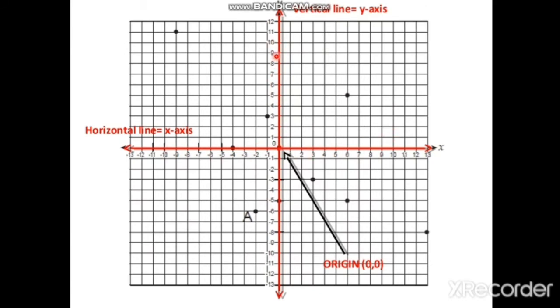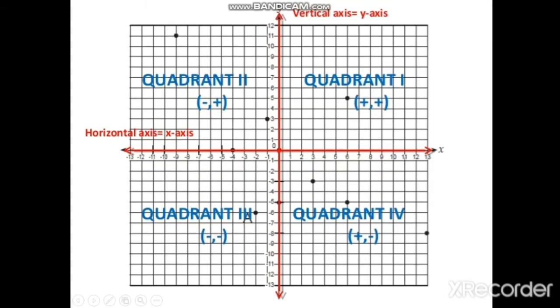These two lines or these two axes are meeting at a point. This point is called origin and the coordinates of the origin are 0, 0, means x component is 0 and y component is also 0 at the origin. Origin is basically the starting point. So the whole plane is divided into four quadrants, that is quadrant first, second, third and fourth.